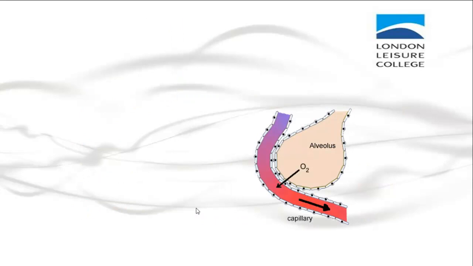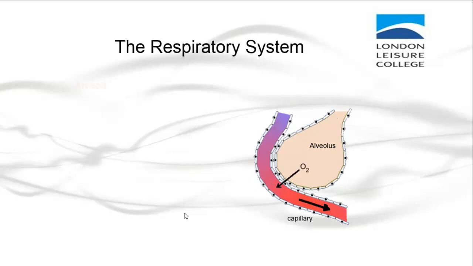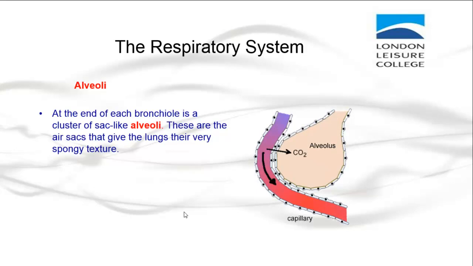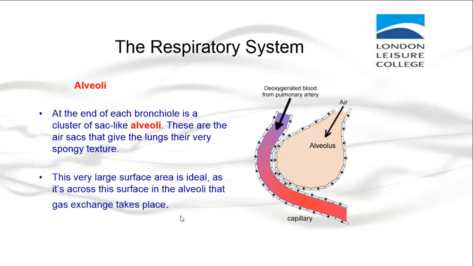Now you've already seen this diagram before, and this explains the process of diffusion. So, at the end of each bronchiole is a cluster of sac-like alveoli. These are the air sacs that give the lungs their very spongy texture. This very large surface area is ideal, as it's across this surface in the alveoli that gas exchange takes place.